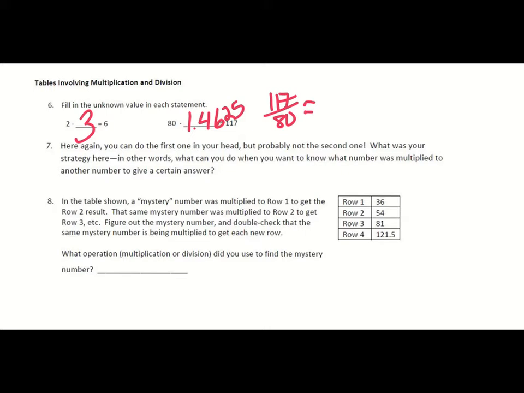So it says, what can you do when you want to know what the first number is multiplied by to get the second one? You're basically going to divide. So you basically have to do division to figure out your mystery number. If I want to figure out how I got from row 1 to row 2, I'm going to divide 54 divided by 36, and that's going to give me my mystery number.